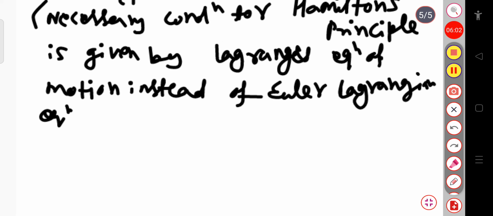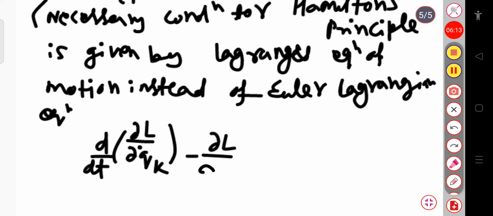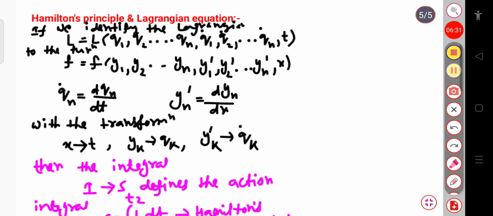So the Lagrangian equation now becomes d by dt of dou L by dou qk dot, minus dou L by dou qk, equal to 0. Here qk is called the generalized coordinate, and qk dot is the generalized velocity. So you can distinguish between the two functions so that we can deduce either the Euler-Lagrange equation or the Lagrangian equation of motion.